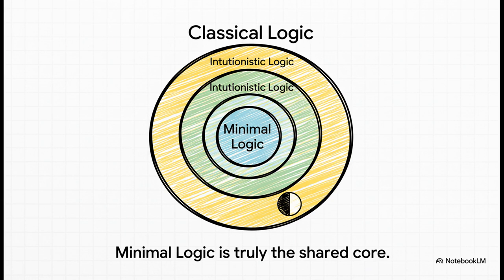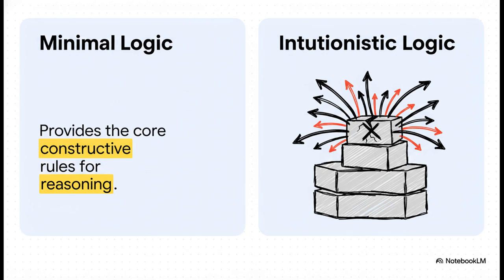So as you can see, minimal logic isn't some weird cousin. It's literally the shared core of all these more powerful systems. So let's zoom in on that one key difference. Minimal logic gives you the absolute base rules for building an argument. Intuitionistic logic takes all of those and adds one more big one, a principle for what to do when you hit a contradiction. It's sometimes called ex falso quodlibet, which basically means from a falsehood, anything follows. If you prove something is false, you can then claim anything is true. Minimal logic is so strict, it doesn't even allow that move.